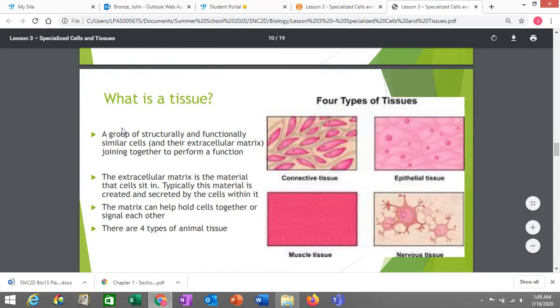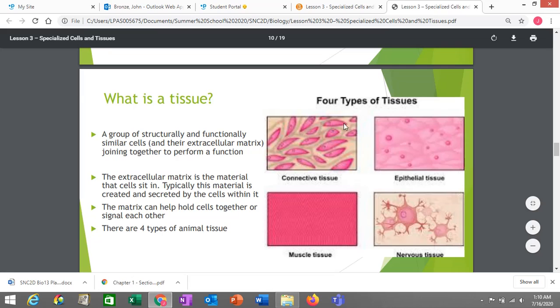So like we said, it's a group of structurally and functionally similar cells that join together to perform a function, right? So you're having multiple cells being better than one cell. And they also have with them an extracellular matrix. So extra means outside, so extracellular matrix, outside the cell. So what essentially this is, you can kind of see evidence of it here, if you imagine these pink things to be cells, that there are things in between the cells. So there's sort of like a material that all of these cells sit in, and that's the extracellular matrix.